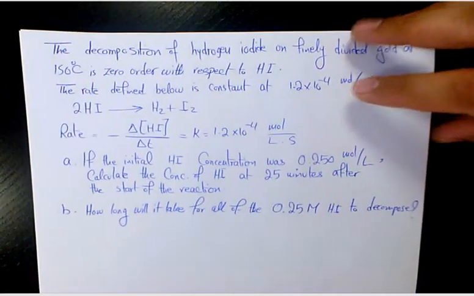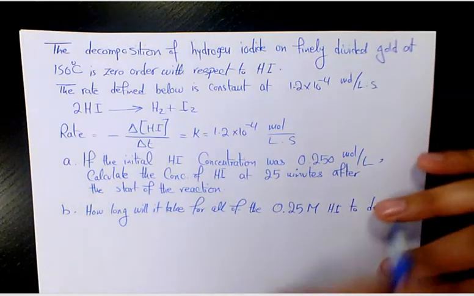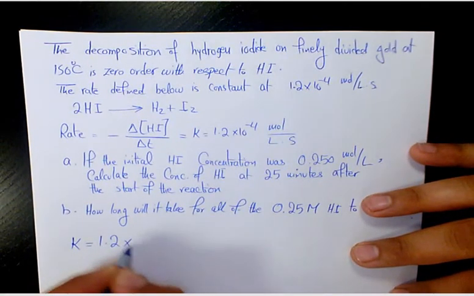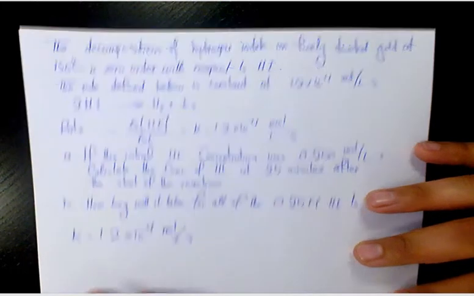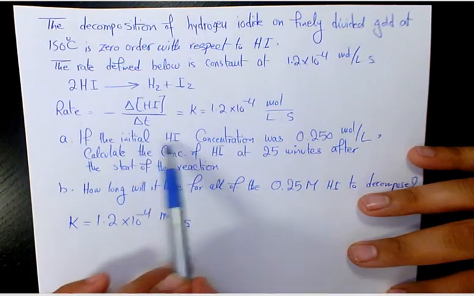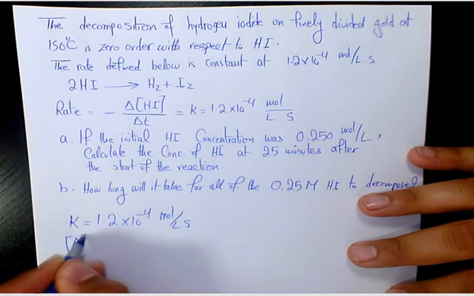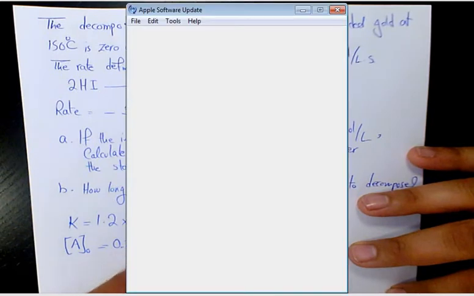Okay, this one says the decomposition of hydrogen iodide on finely divided gold at 150 degrees is zero order with respect to HI. The rate constant is 1.2 times 10 to the power of -4 mole per liter per second. That's the K value. If the initial HI concentration was 0.25 mole per liter, for simplicity I show it as A naught.